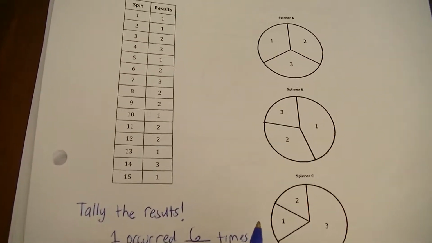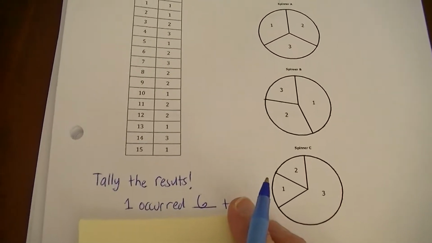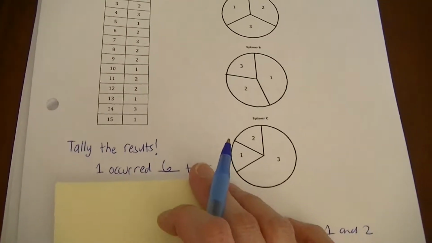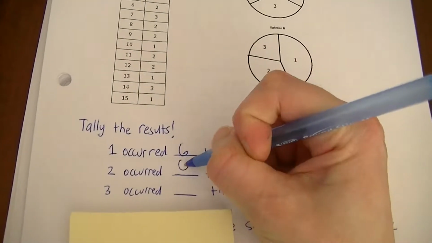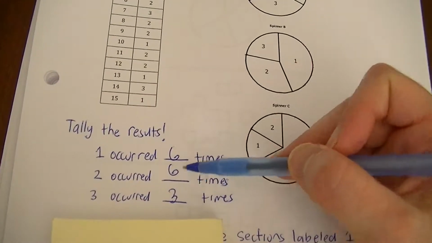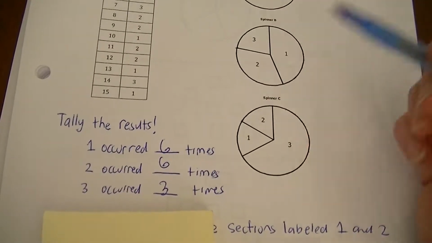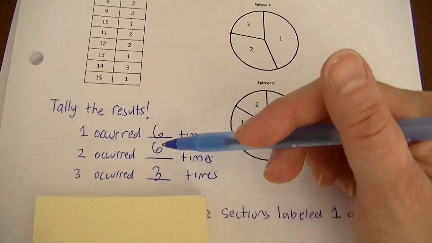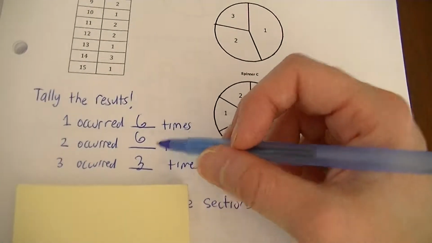Well, how many times did 2 occur? How many times did they land on 2? And how many times did they land on 3? That's what I got. Okay, now looking at this. They landed on 1 and 2 this exact same number of times, and then they landed on 3 half the amount of times they landed on number 1, and half the times they landed on number 2.